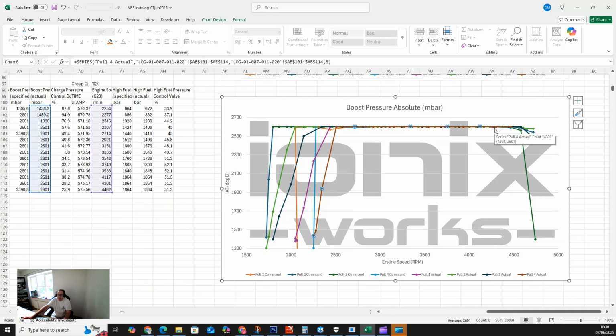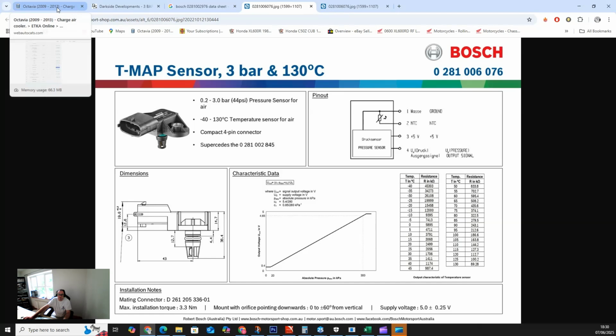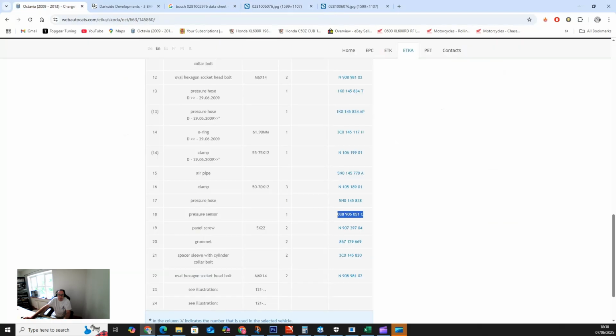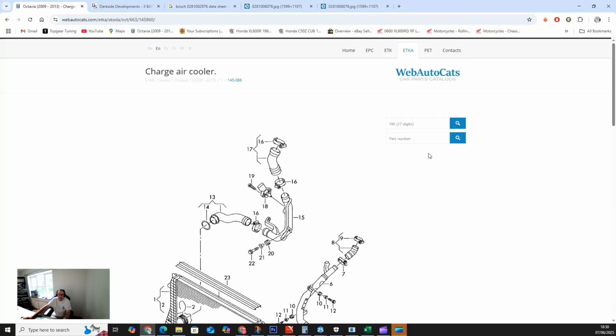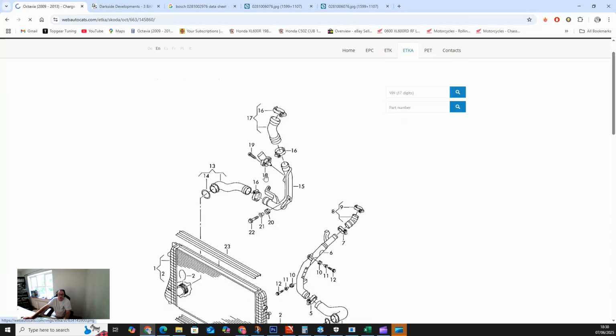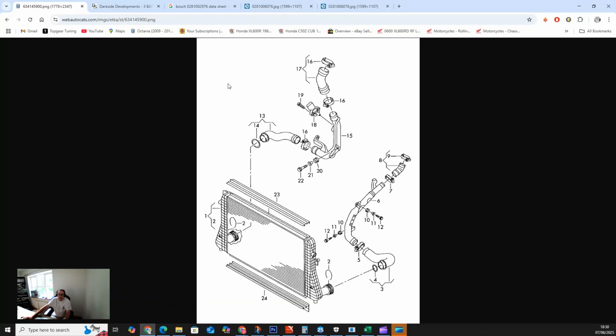So my spidey senses were saying there's a 3-bar sensor in this, so that led me to, if I can kind of bring you along here, will it let me? Yeah, so easiest is to go into the parts catalog for the vehicle. I've gone into my charge air system and I know that 18 is my manifold absolute pressure sensor. And I was expecting 051C, which is the 3-bar absolute pressure sensor.